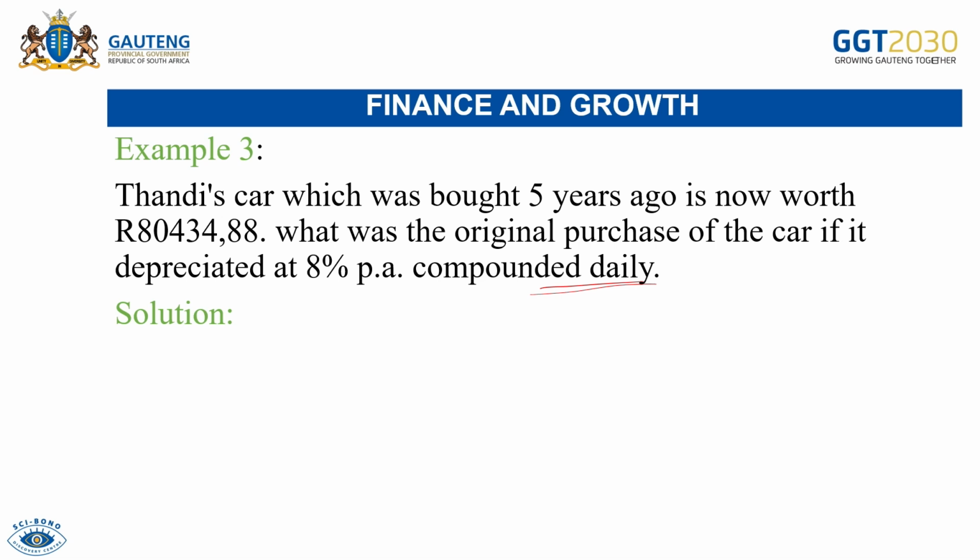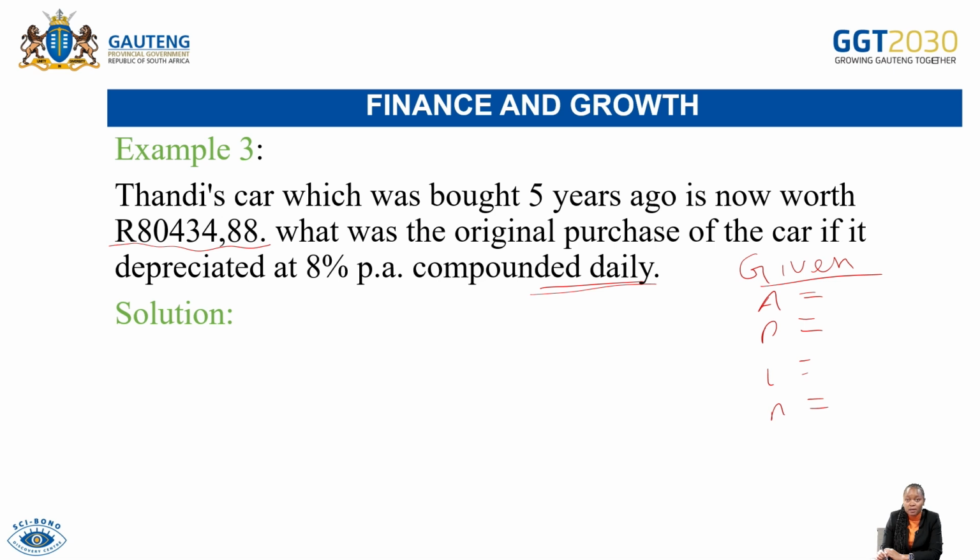Okay, your 2 minutes is up. Let's go through the question. It says Tandi's car, which was bought 5 years ago, is now worth R80,434.88. So what are we given? You must have your A, your P, your I, and your N. So R80,434.88 is the final amount.